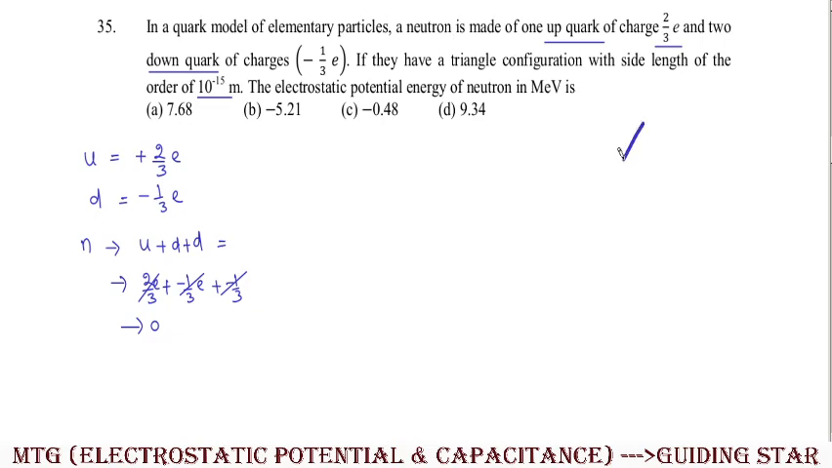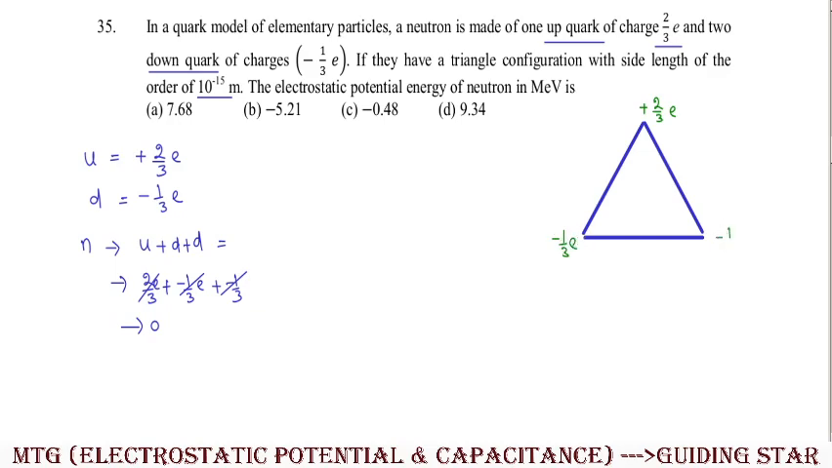these three quarks are at the vertices of a triangle. Here in this particular case, assume that this is the up quark, that means here it is plus 2 by 3. Here it is one down quark, that is minus 1 by 3.